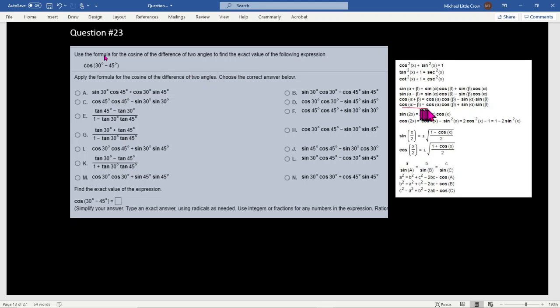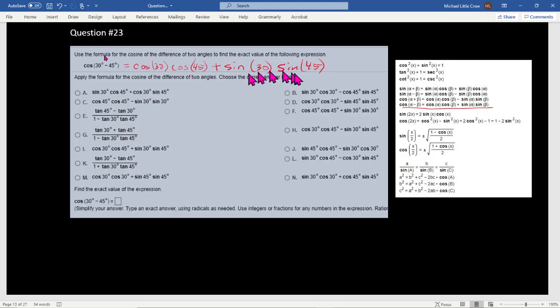So it's this one here that we're going to need to do: cosine, cosine, sine, sine, and it's a plus in between. So this is going to be cosine 30 cosine 45 plus, so the minus becomes a plus just because of the formula, and then it's sine of 30 sine of 45.